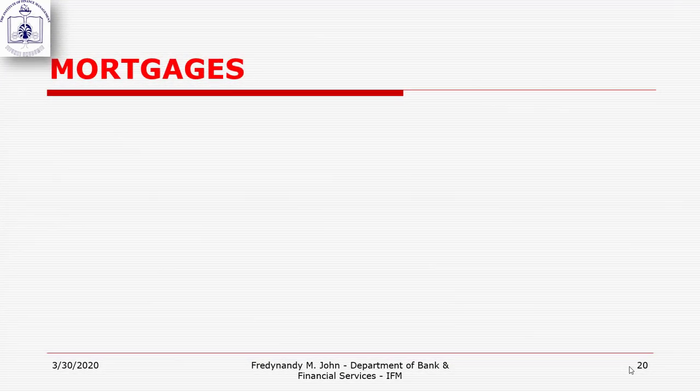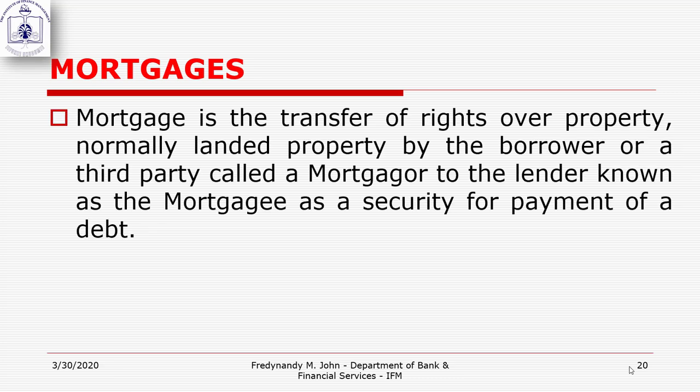So ladies and gentlemen, now let's continue with the mortgage. Before we start our discussion any further, first we need to comprehend the exact meaning of the mortgage. A mortgage simply means the transfer of rights over the property, normally the landed property, by the borrower or a third party called the mortgagor to the lender, known as the mortgagee, as a security for payment of the debt.